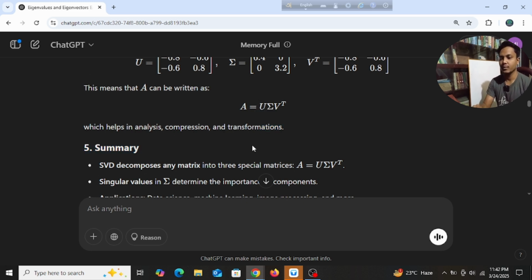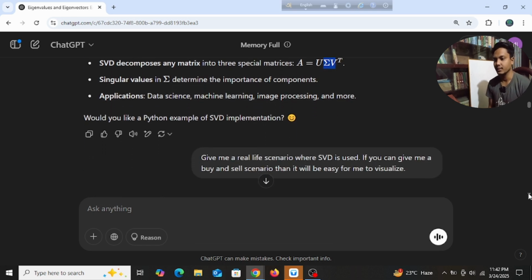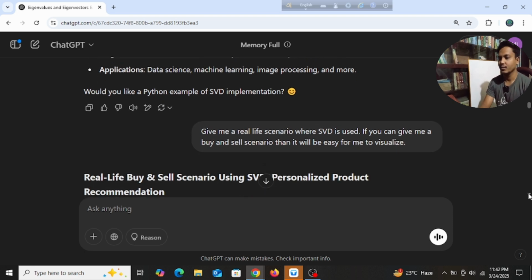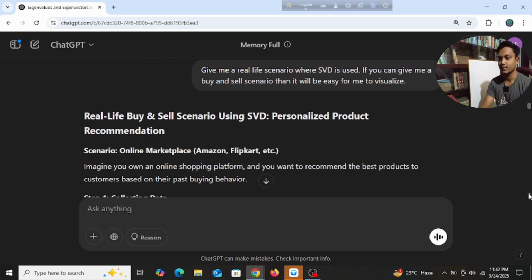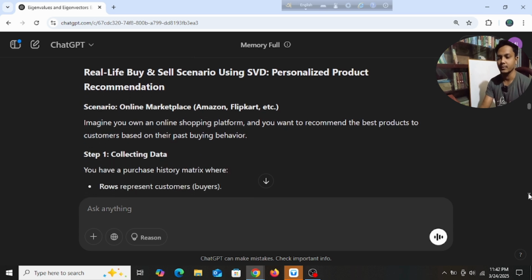In summary, SVD decomposes any matrix into three special matrices, and the singular values in sigma determine the importance of components. Applications include data science, machine learning, image processing, and more. Okay, so give me a real life scenario where SVD is used, a real life buy and sell scenario as we've discussed before.